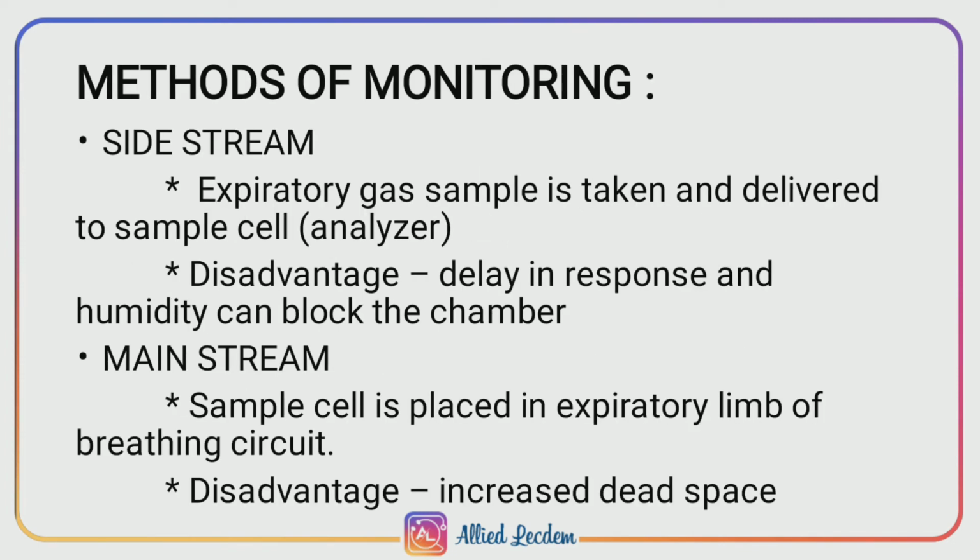Methods of monitoring. There are two methods, side stream and mainstream. So side stream, expiratory gas sample is taken and delivered to the sample cell, also called as analyzer. The disadvantages in this system is there is delay in response and the humidity can block the chamber. And in mainstream, the sample cell is placed in the expiratory limb of the breathing circuit. The disadvantage is there is increased dead space.